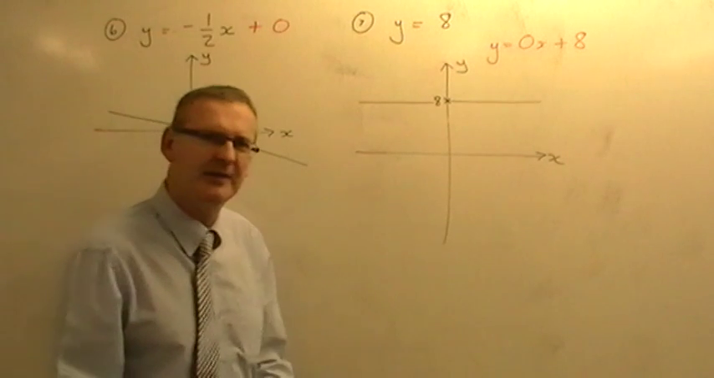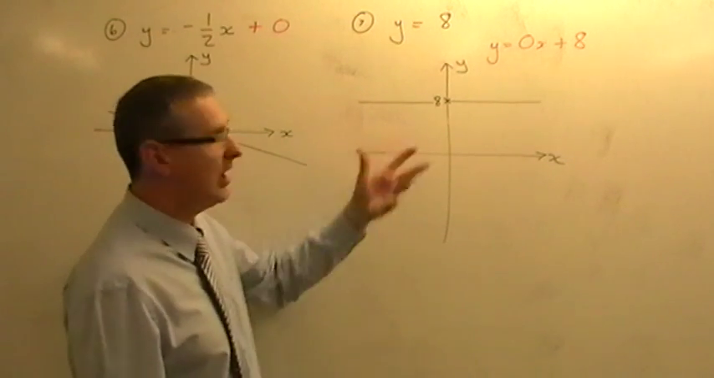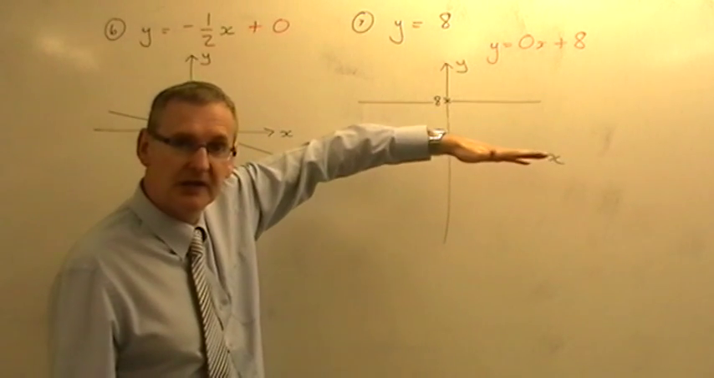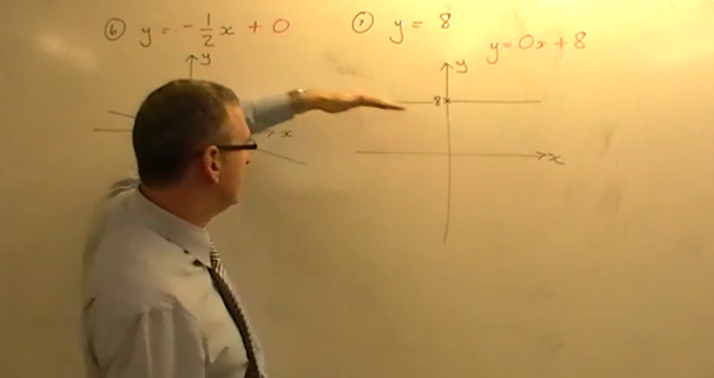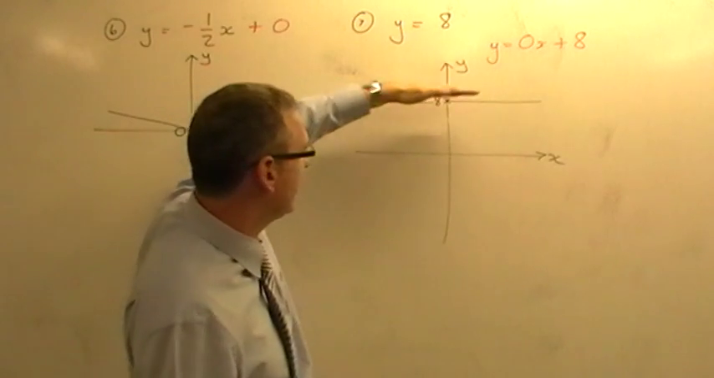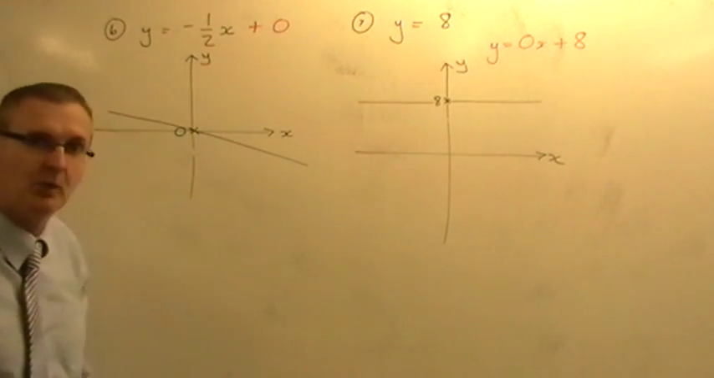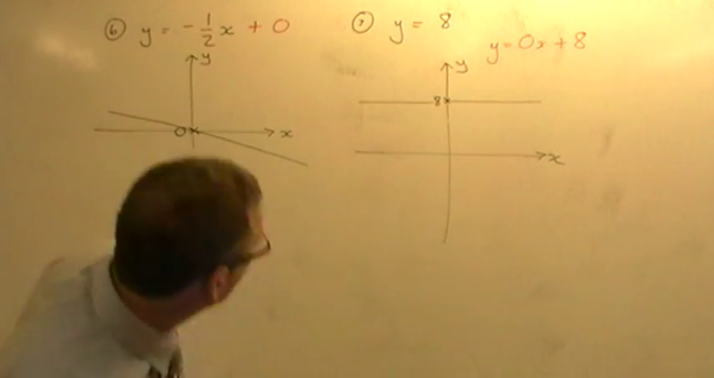Okay, and what we're going to do is just simply memorize. If you have y equals 8, you just go to 8 on the y-axis and draw a horizontal line at 8. It's basically telling you that anywhere along this line has y values which are 8. And that's the name of the line, y equals 8.